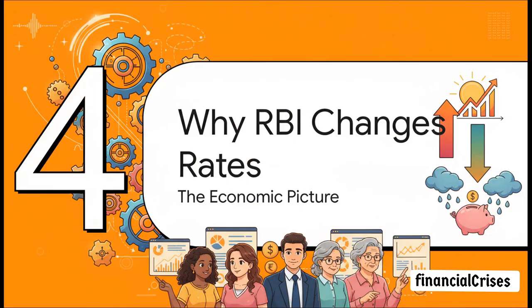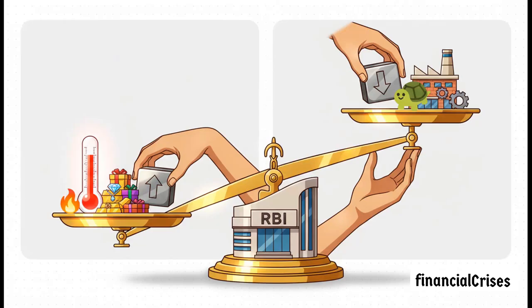But you might be wondering, why does the RBI keep changing these rates anyway? Is it just random? No, not at all. Let's take a quick look at the bigger economic picture to see exactly what they're trying to do. You see, the RBI is constantly doing this really tricky balancing act. On one side, their main job is to control inflation, right? To keep the prices of everything we buy from shooting through the roof.